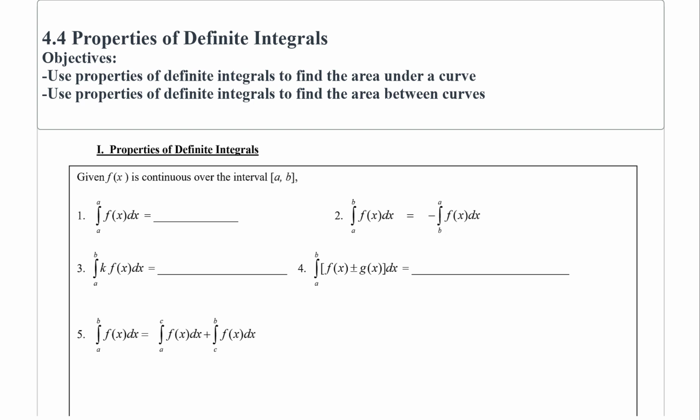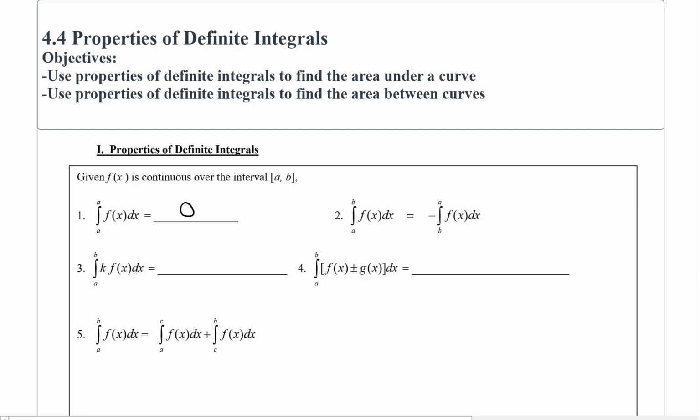Given f of x is continuous over the closed interval from a to b, we have the following properties. Starting with our first property, I want you to notice that the limits of integration are the same in this integral. This states the integral from a to a of f of x dx is going to be equal to 0. This is true whenever the lower limit of integration and the upper limit of integration are the same, and therefore the interval of integration would have a width of 0, making this equal to 0.